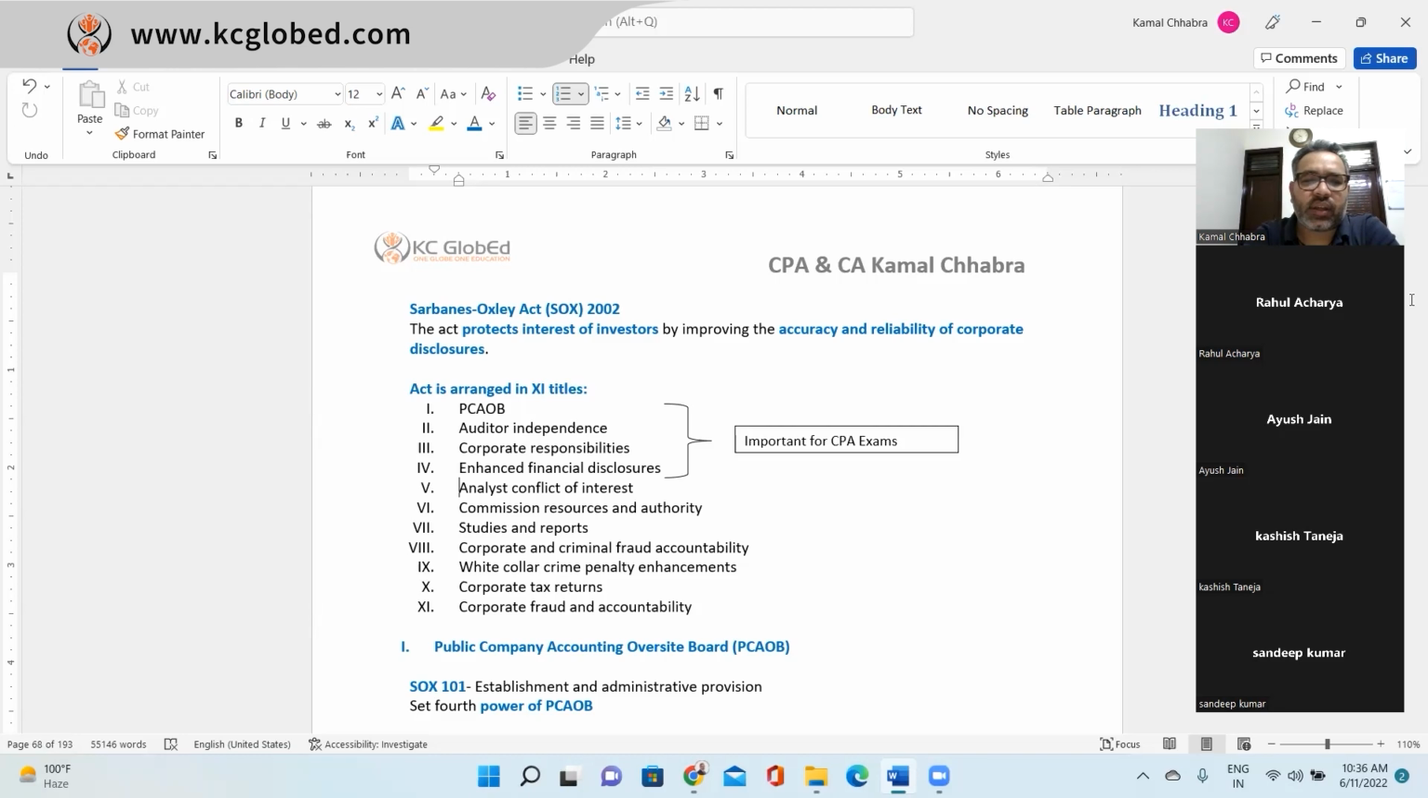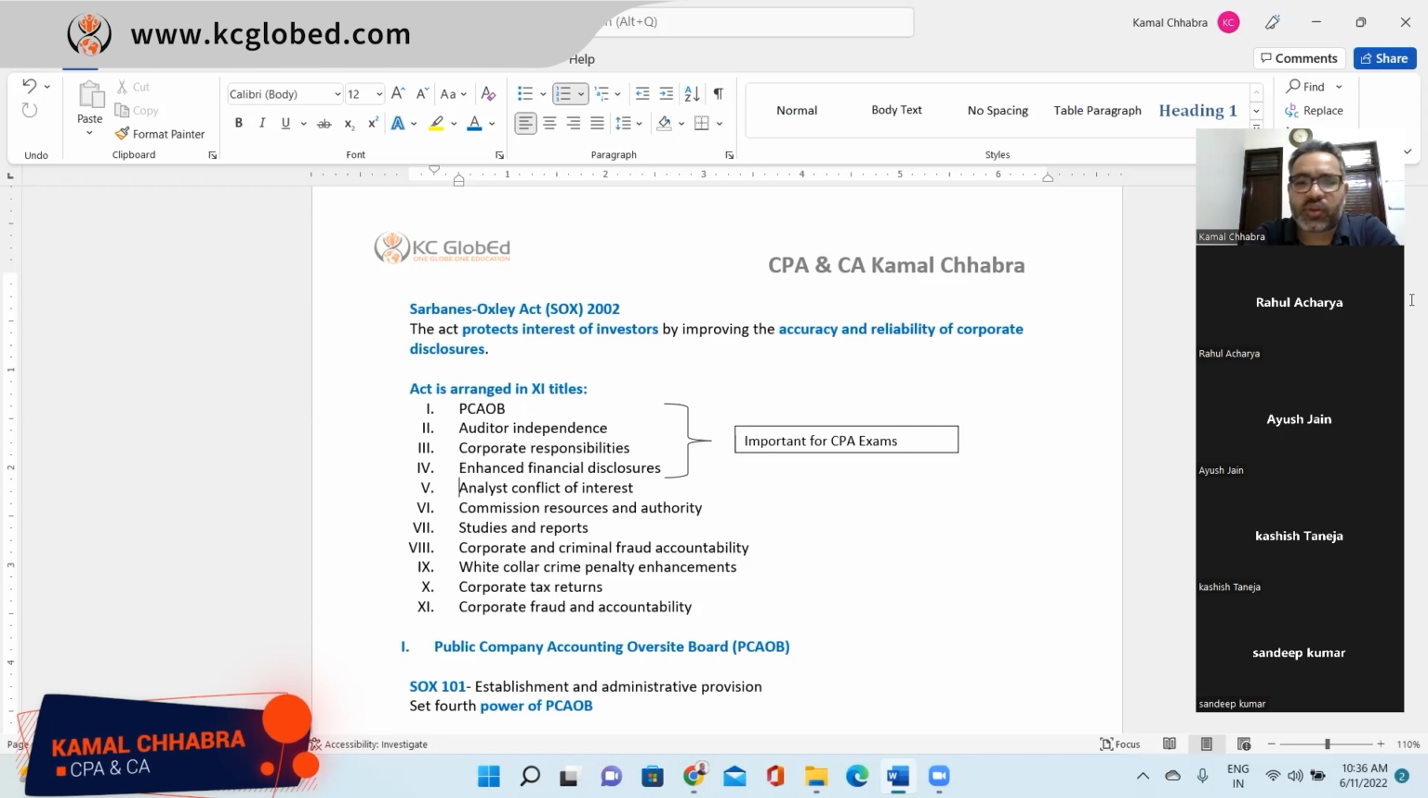Next is commission resources and authority. That's like the internal hierarchy and internal structure of the SEC team. Then studies and reports. So the SEC staff also issue certain reports, guidelines, or interpretations for the SOX Act. That comes in Title 7.